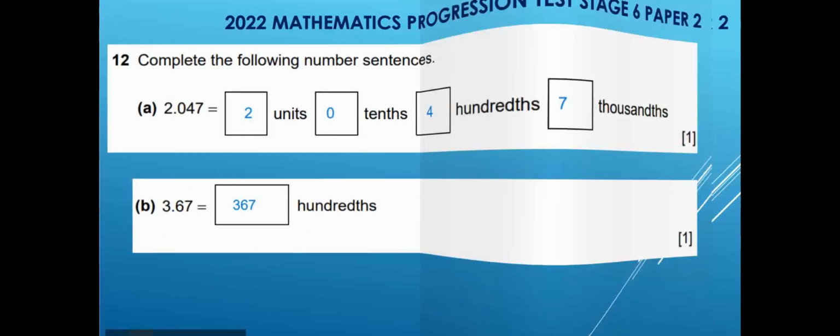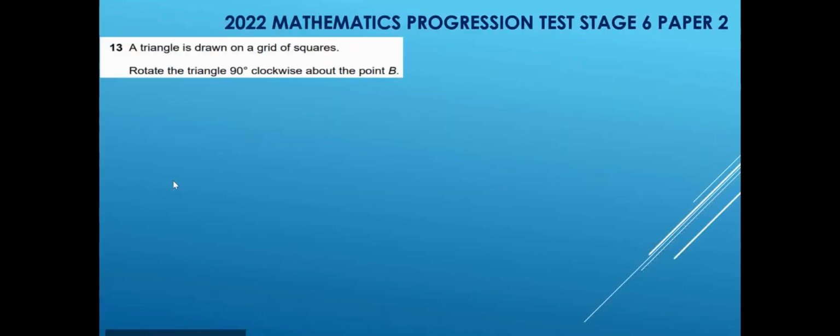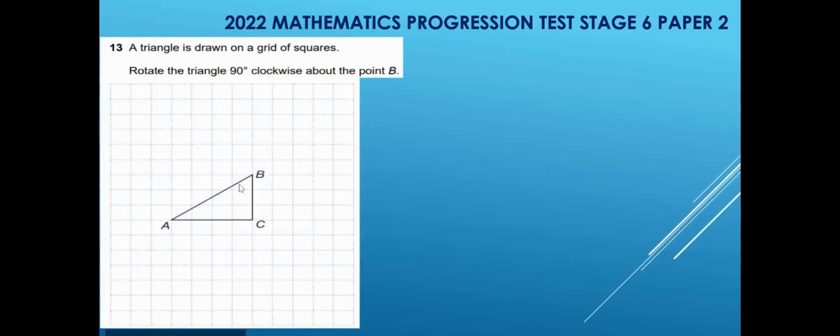Next, let's move on. Question 13. A triangle is drawn on a grid of squares. Rotate the triangle 90° clockwise about point B. Here's the triangle. If you have printed out this paper, it will be good. You can do it, given 10 seconds from now. You can draw this on a piece of paper and try to rotate it. Next. 10, 9, 8, 7, 6, 5, 4, 3, 2.